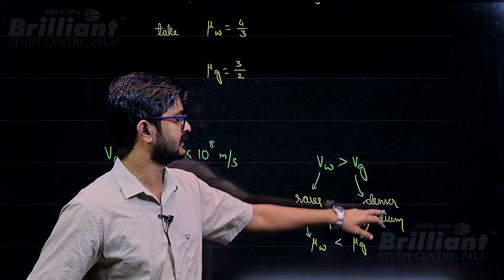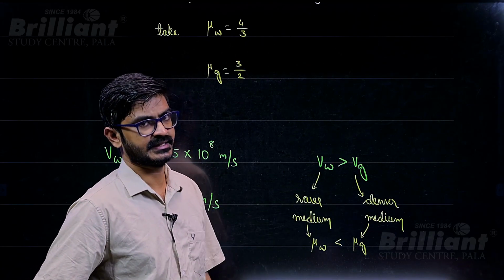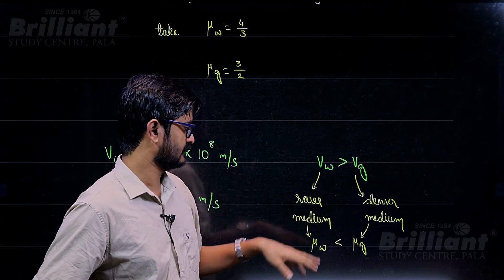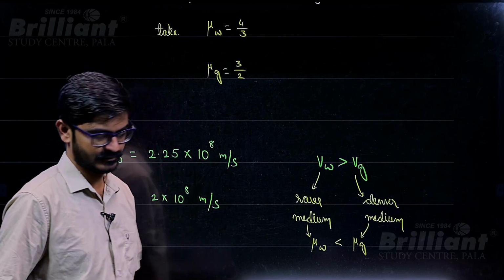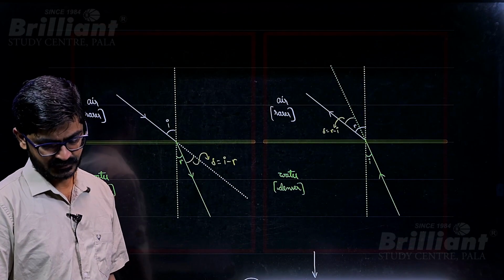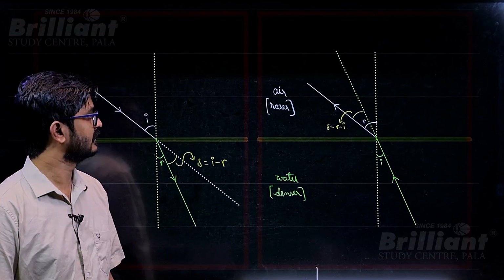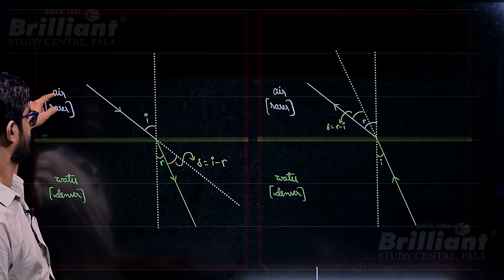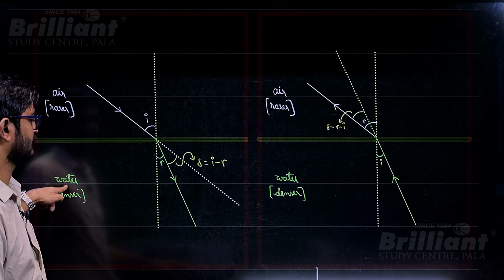Less speed we call denser medium, more speed we call rarer medium. These are the terms we will be using. Now we will see how the ray looks if it goes from a rarer medium to a denser medium. In the rarer medium the speed is more, so I am taking it as air, and this is water, the denser medium, where the speed is less.